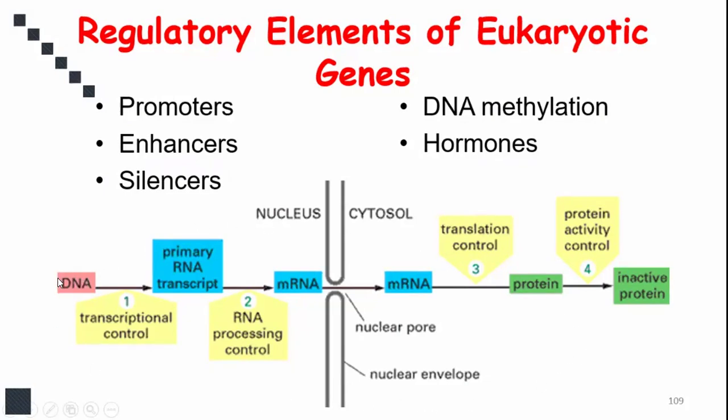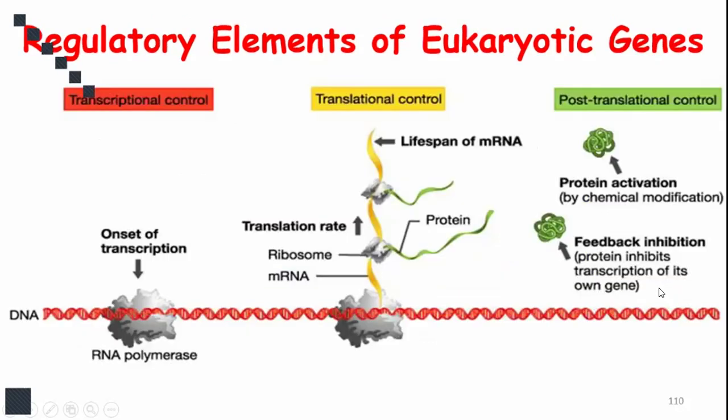You have DNA and primary RNA transcript. The messenger RNA is produced, the messenger RNA is transported to the cytoplasm, then within the cytoplasm, the messenger RNA is translated into protein. And then the other way to control this is to control protein activity, to make the protein inactive. That is just one aspect of the story. For the other ones, so many other things can actually happen.